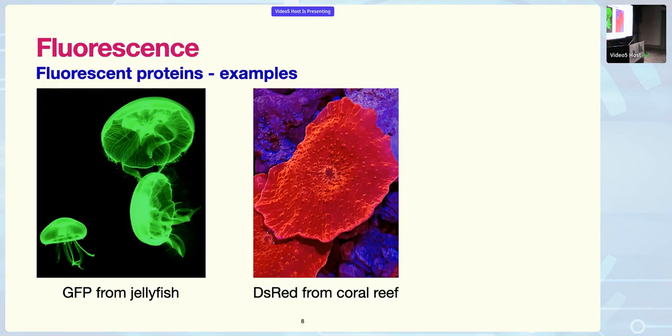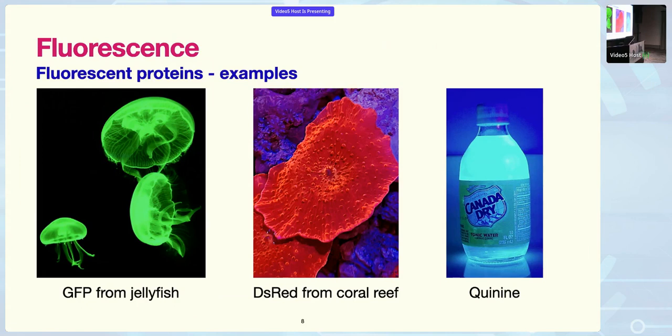But also in your drinks, we can find quinine in your tonic water. Maybe you know the experiment. If you have black light, which is actually ultraviolet light, and you shine it on your tonic water, it starts shining blue. That's actually what fluorescence is.